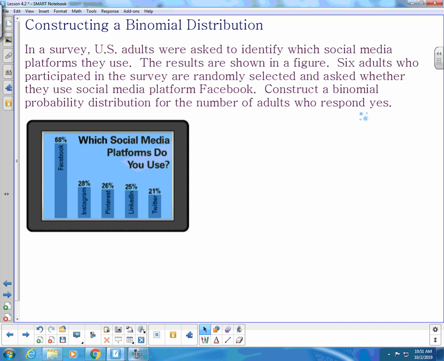All right. So in a survey, U.S. adults were asked to identify which social media platforms they use. The results are shown. 6 adults who participated in the survey are randomly selected and asked whether they use social media platform Facebook. So the question is, do you use Facebook or do you not use Facebook? Construct a binomial probability distribution for the number of adults who respond yes.